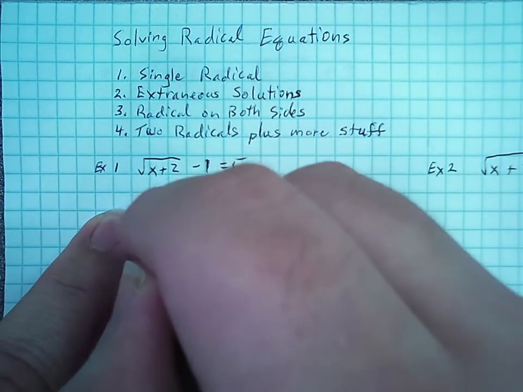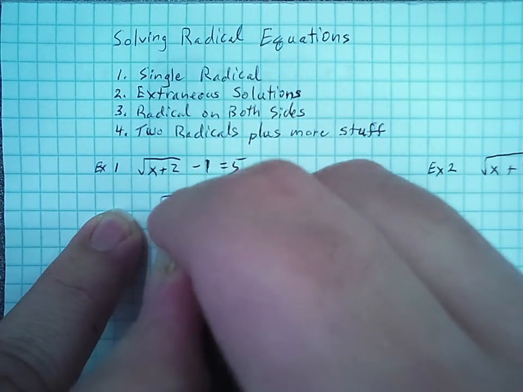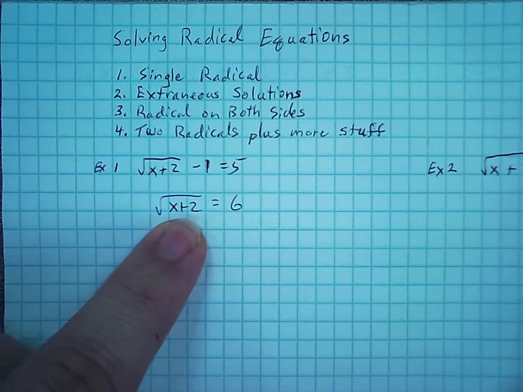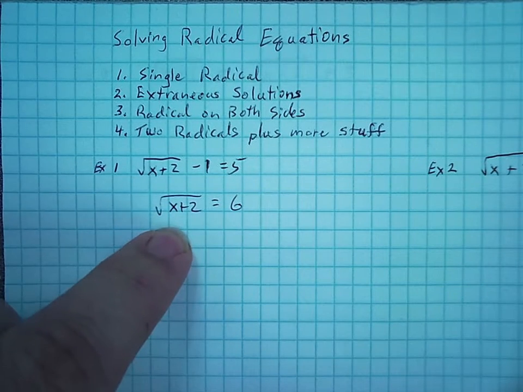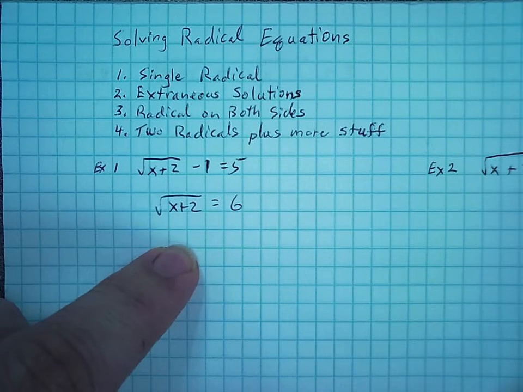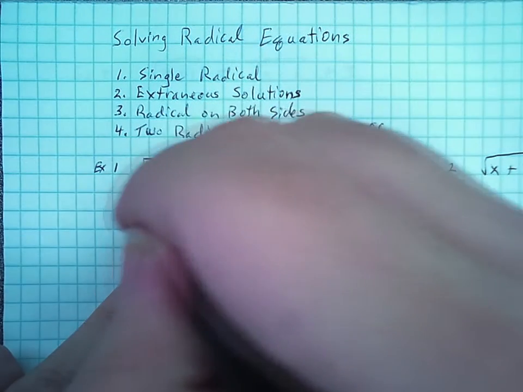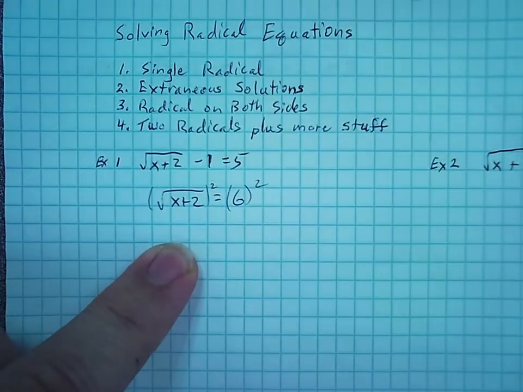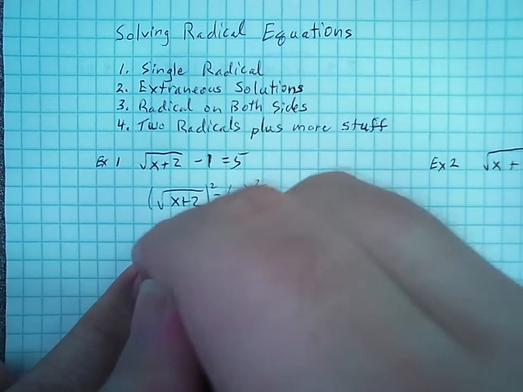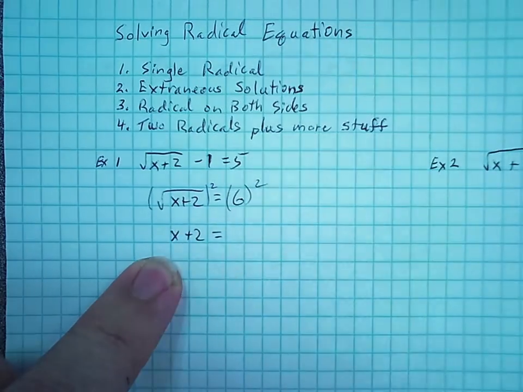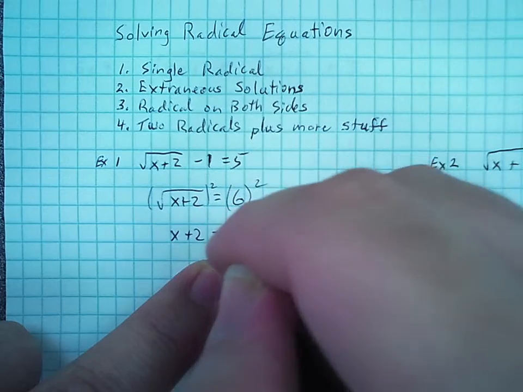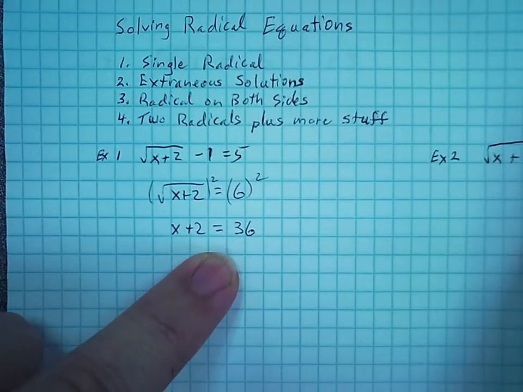So we're going to add the 1 to the other side, which gives us the square root of x plus 2 equals 6. Now we've got the radical all by itself. Now we're going to cancel out the radical. The opposite of a square root is squaring, so we're going to do that to both sides. We're going to square the left side, we're going to square the right side, which is going to cancel the radical. So we just have x plus 2 over here because it's canceled. And over on the other side, we're going to get 36 because that's 6 squared.